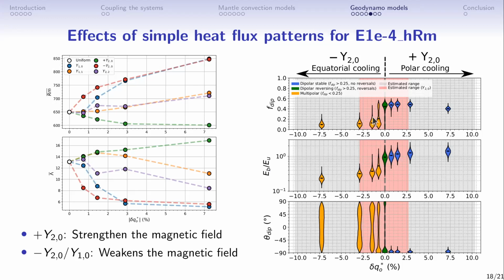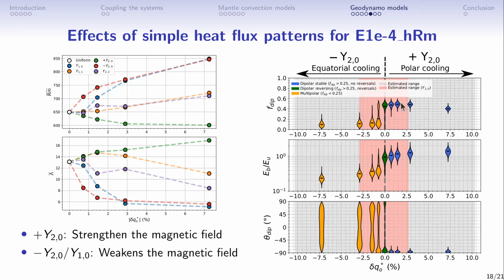I show the probability distribution of the dipolar fraction, the ratio of magnetic to kinetic energy, and of the dipole latitude as a function of the amplitude of the Y20 pattern. On the right, the amplitude is positive, so it is a polar cooling, and on the left, the amplitude is negative, so it is an equatorial cooling.